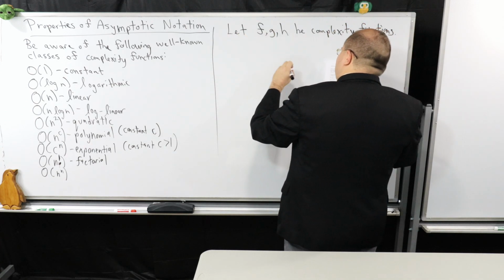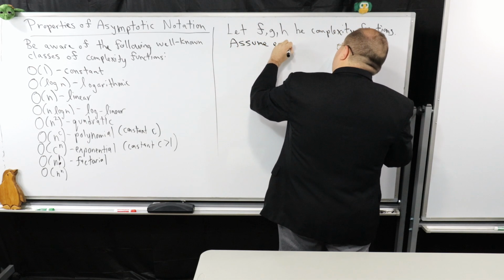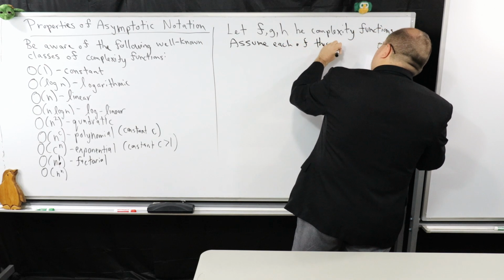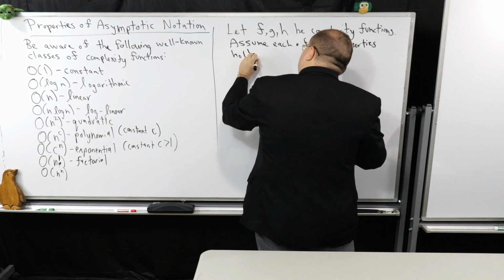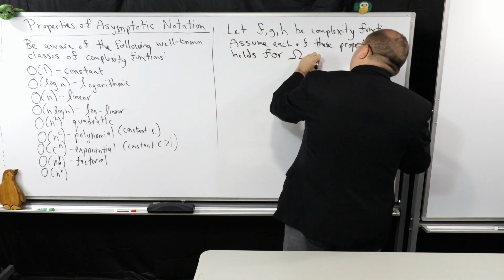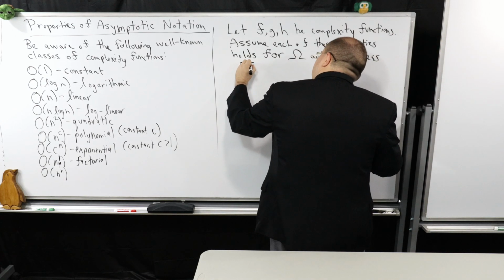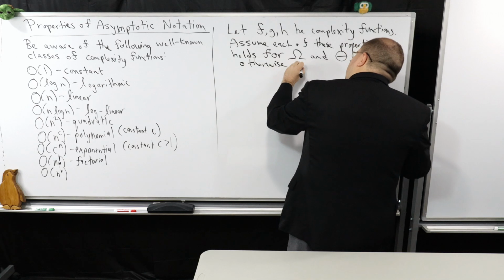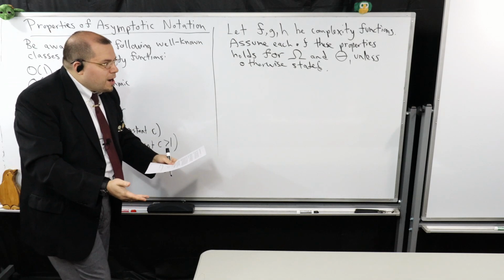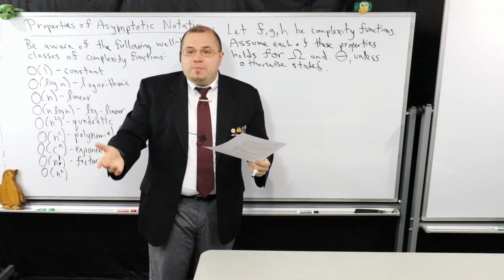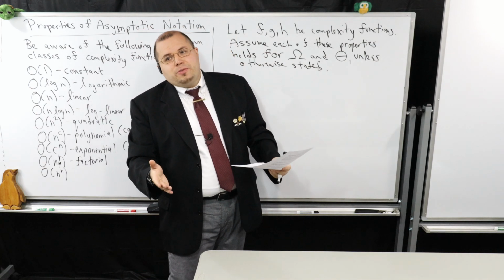So I'm going to consider f, g, and h. For your purposes, you can just assume each of these properties holds for big omega and big theta, unless otherwise stated. So I'm going to give you a bunch of properties. I'm going to give you some intuition of why either they're true or where you may encounter it or may apply this property. So this is hopefully going to help accompany what you've been reading.